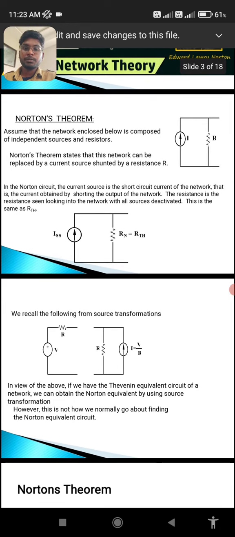Assume that the network enclosed below is composed of independent sources and resistors. Norton's theorem states that this network can be replaced by a current source shunted by a resistance R. In the Norton circuit, the current source is the short circuit current of the network, that is the current obtained by shorting the output of the network. The resistance is the resistance seen looking into the network with all sources deactivated. This is the same as RTH.